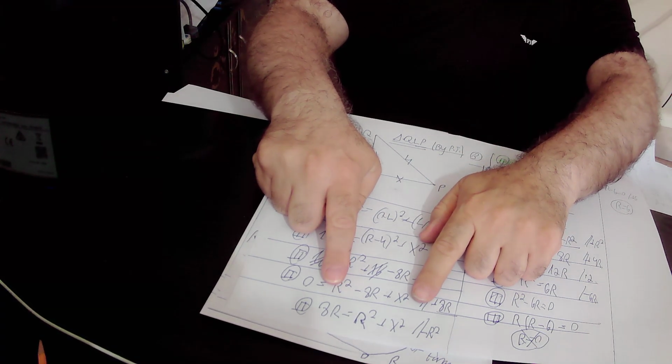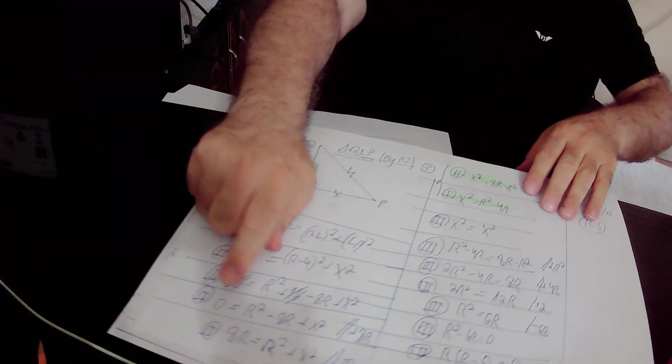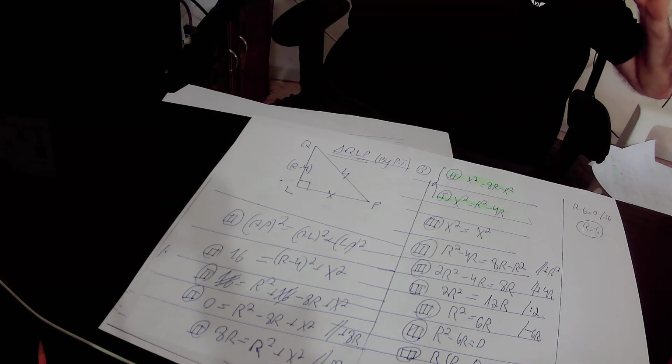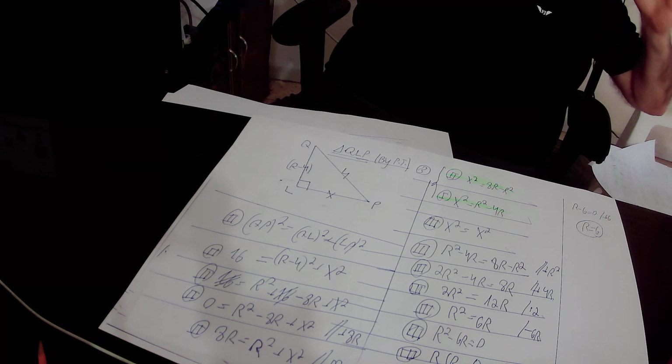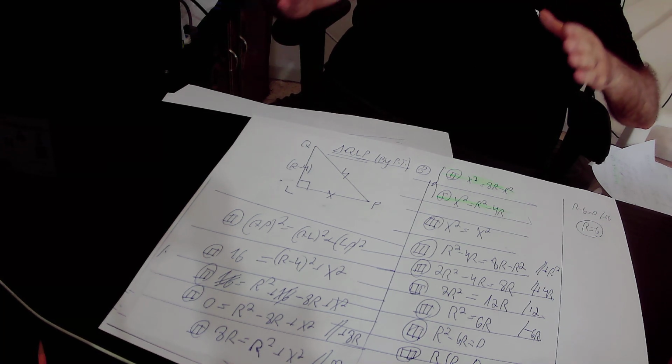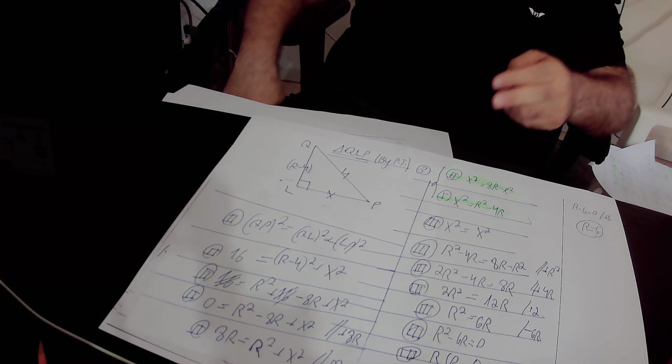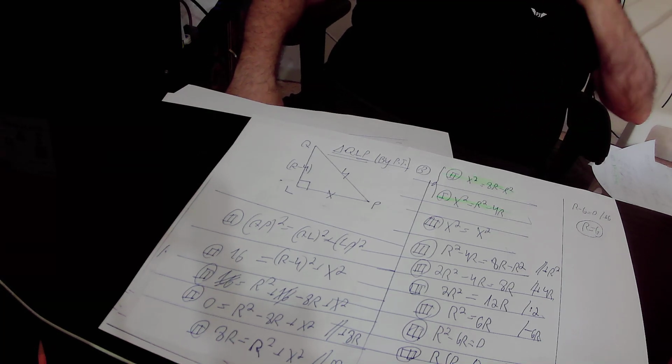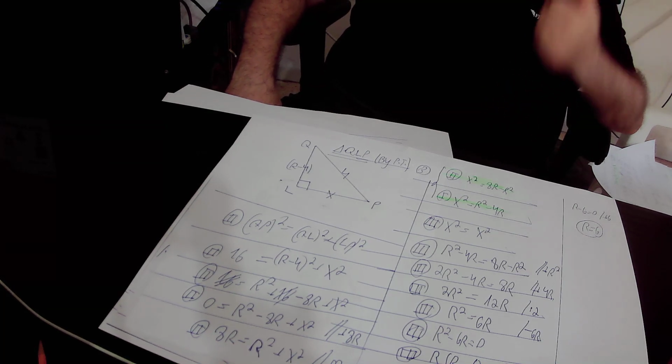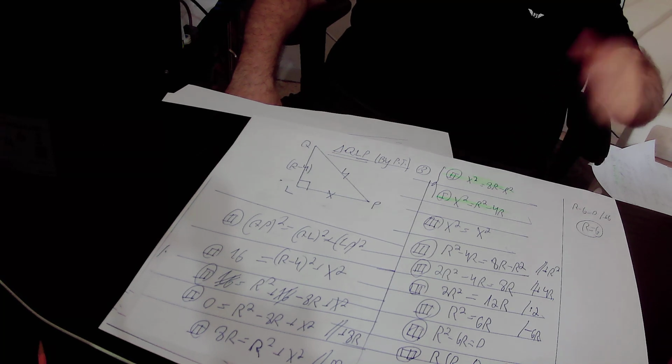Here we subtracted R square from equation number 2, and finally we found out that X square equals 8R minus R square. This is according to equation number 2, but according to equation number 1, we have already found out that X square equals R square minus 4R.